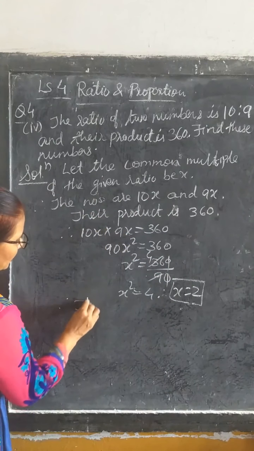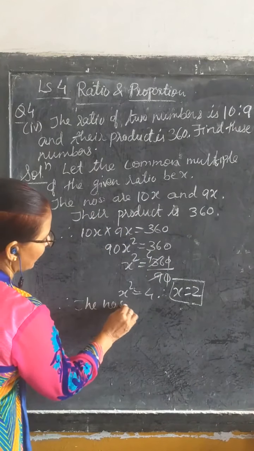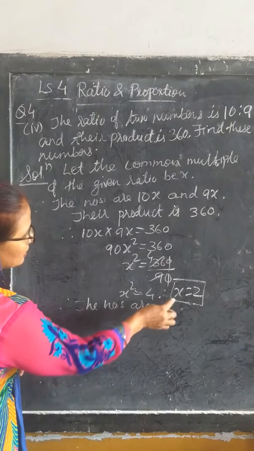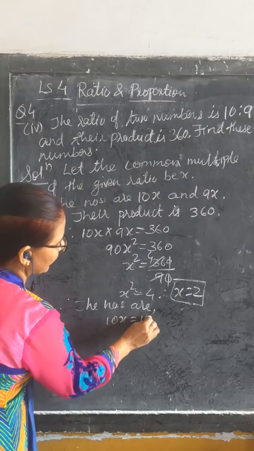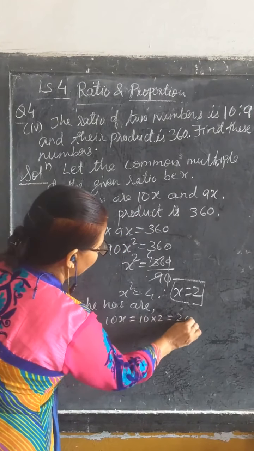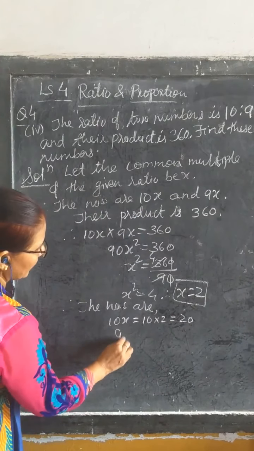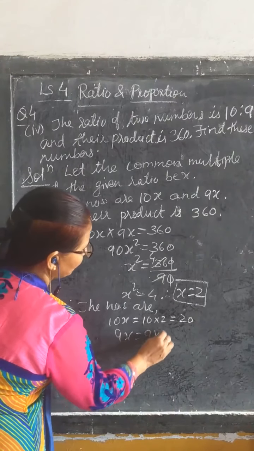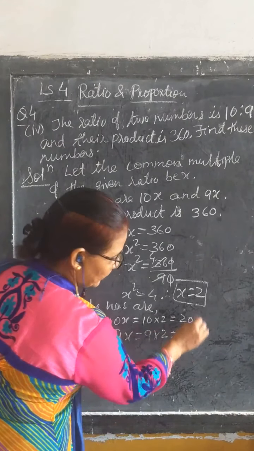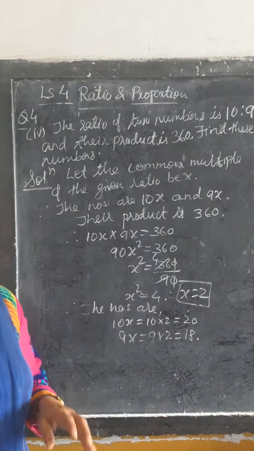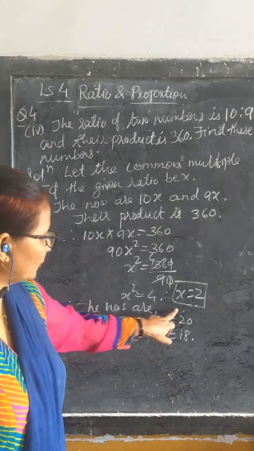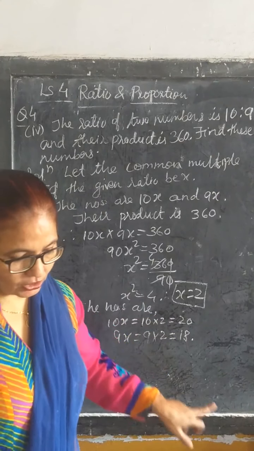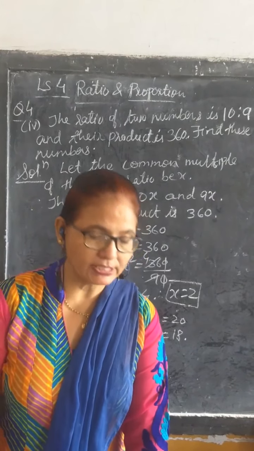So therefore the numbers are, what will be the numbers? First number was what? 10x means 10 into 2, that is 20. Second is what? 9x. So 9 into 2 is equal to what? 18. So here in this way you got the two numbers, and the numbers are 20 and 18. Now let's see question number 5 and 6.